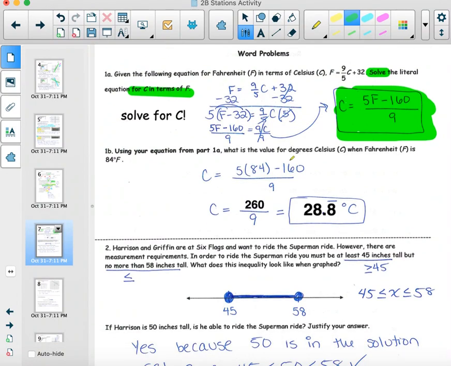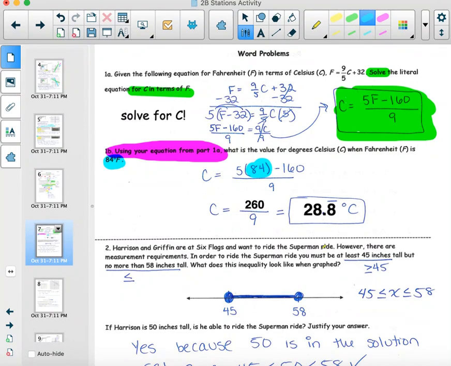Alright, so using your equation from part 1a, you need to make sure you read directions. I'm telling you, use the equation. Do not come up with a new equation. You just got one. You just made one. Use it. So using this equation, what is the value for degrees Celsius when Fahrenheit is 84 degrees? So all I'm doing, guys, I'm just plugging in 84 for F. So F right here, I'm just plugging in that 84. And then I'm going to solve for C, and I get 28.8 repeating degrees Celsius.